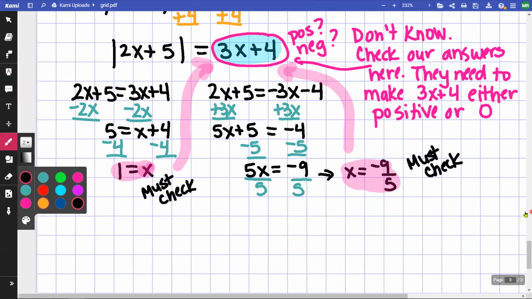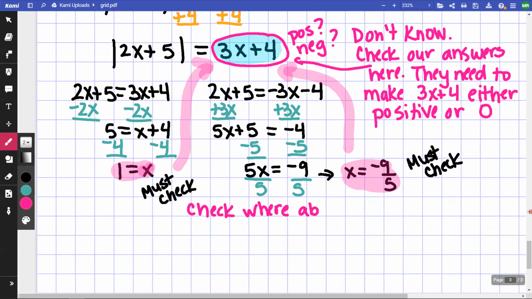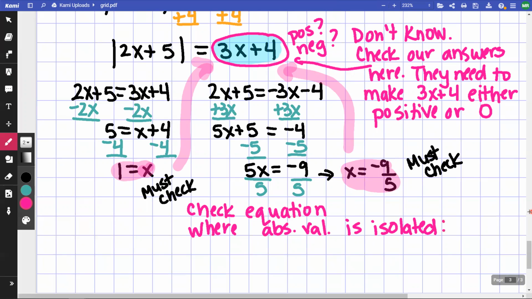So I'm just going to make a note: check the equation where the absolute value is isolated. And you don't need to plug it into the whole thing. We're going to plug it into just the 3x plus 4. That's what I'm checking. I don't care about the other side. Is that positive? Is it negative? Or it could be 0. That's okay.